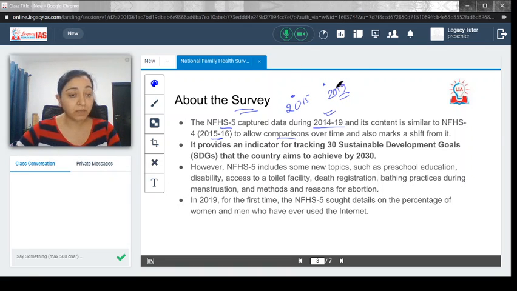So all these things will be important for you while you are presenting your answer. It provides an indicator for tracking 30 sustainable development goal that the country aims to achieve by 2030. So this is again a very important piece of information, that this survey aligns itself to check on whether India is on track to achieve its SDG goal or not.